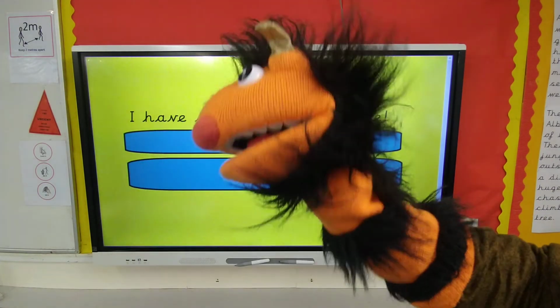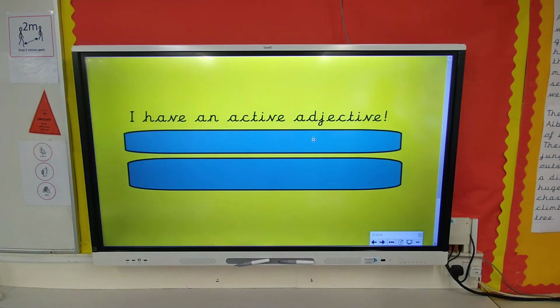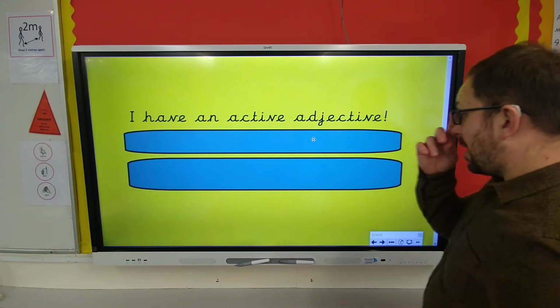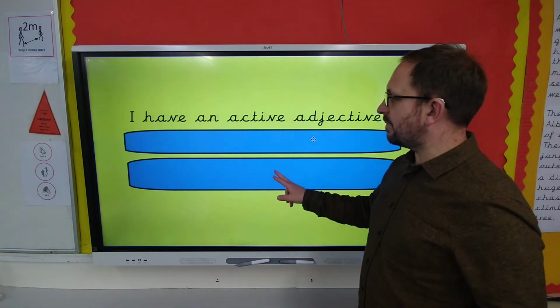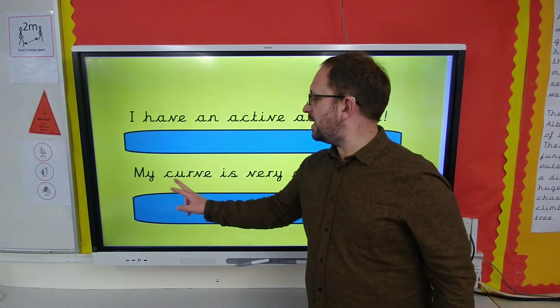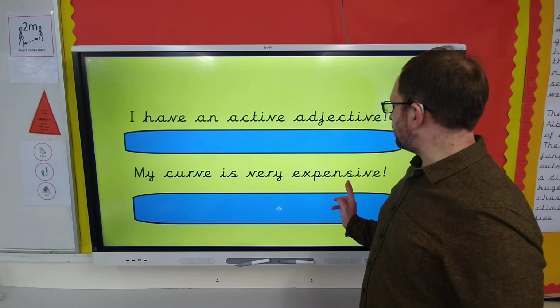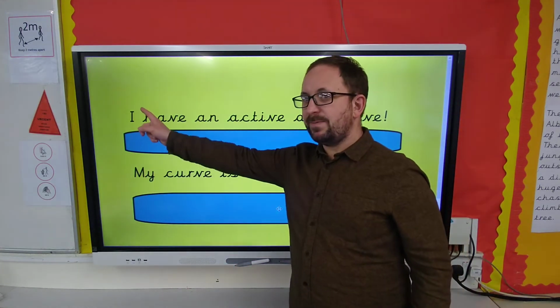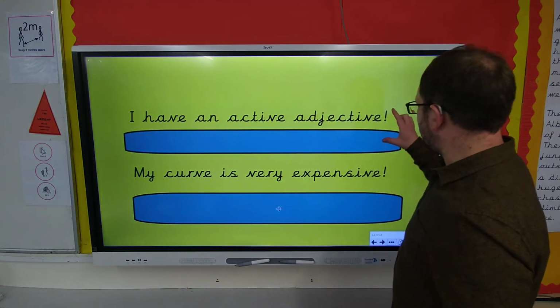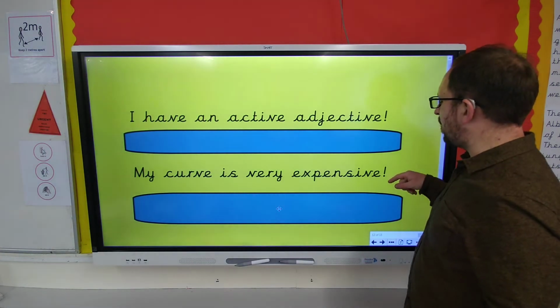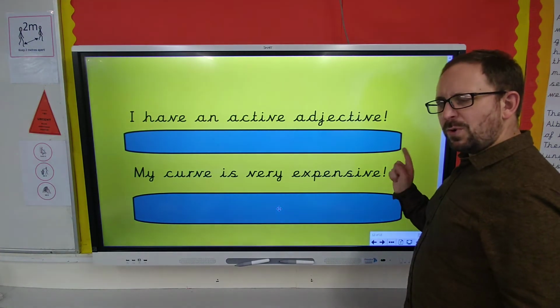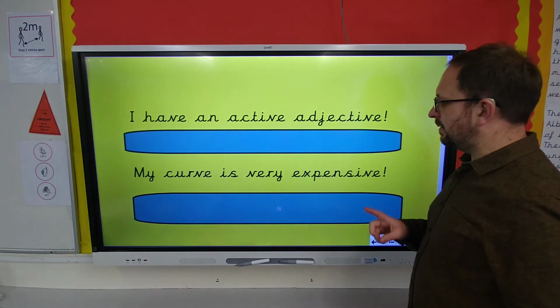Zag, stop trying to put them off. Pause if you need any extra time. Unpause when you're ready. Let's have a look. My curve is very expensive. Remember these capital letters and some form of punctuation here, whether it's a full stop or an exclamation mark. It's not a question mark, because it's not a question, is it?